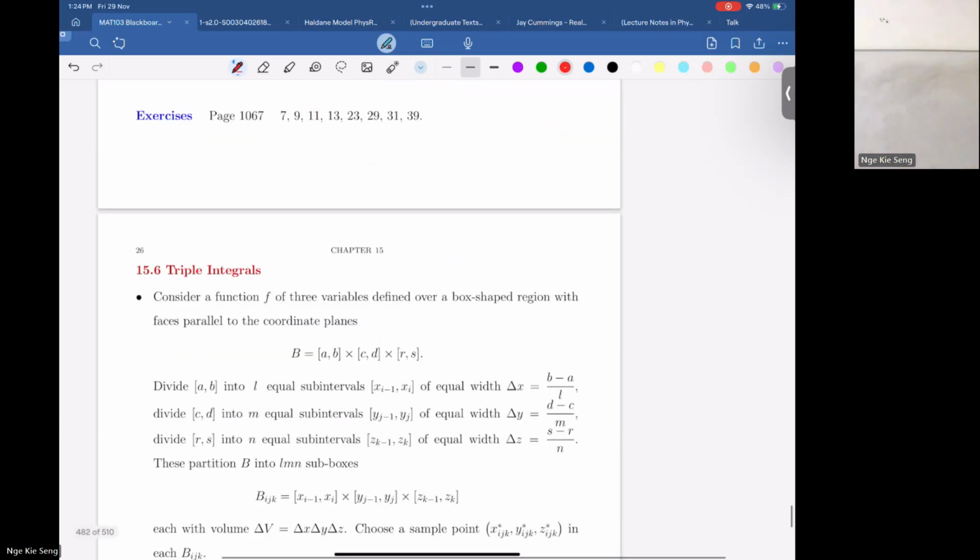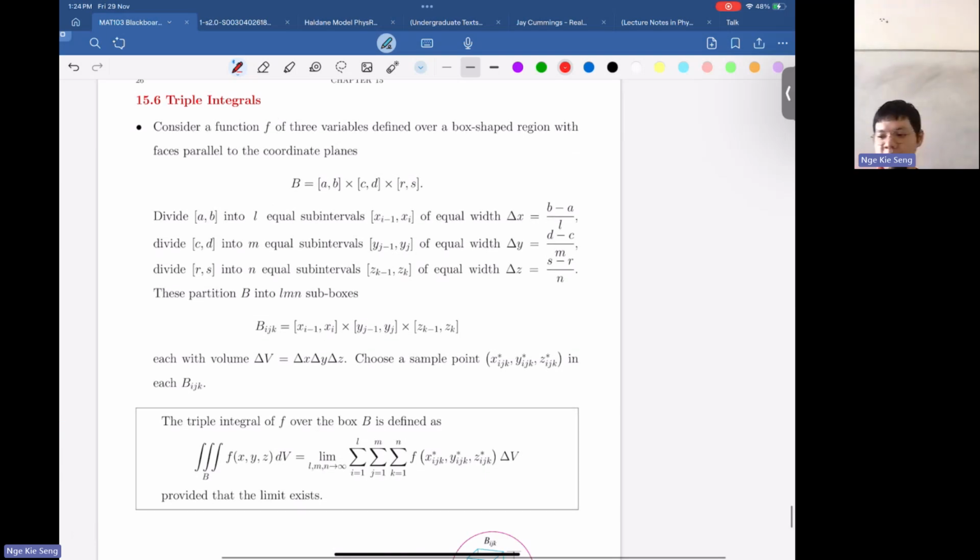Okay. So next, we'll go to triple integral here. So we also define triple integral using rectangular coordinates first. So meaning now it is a bit different. Now our domain becomes a cuboid.